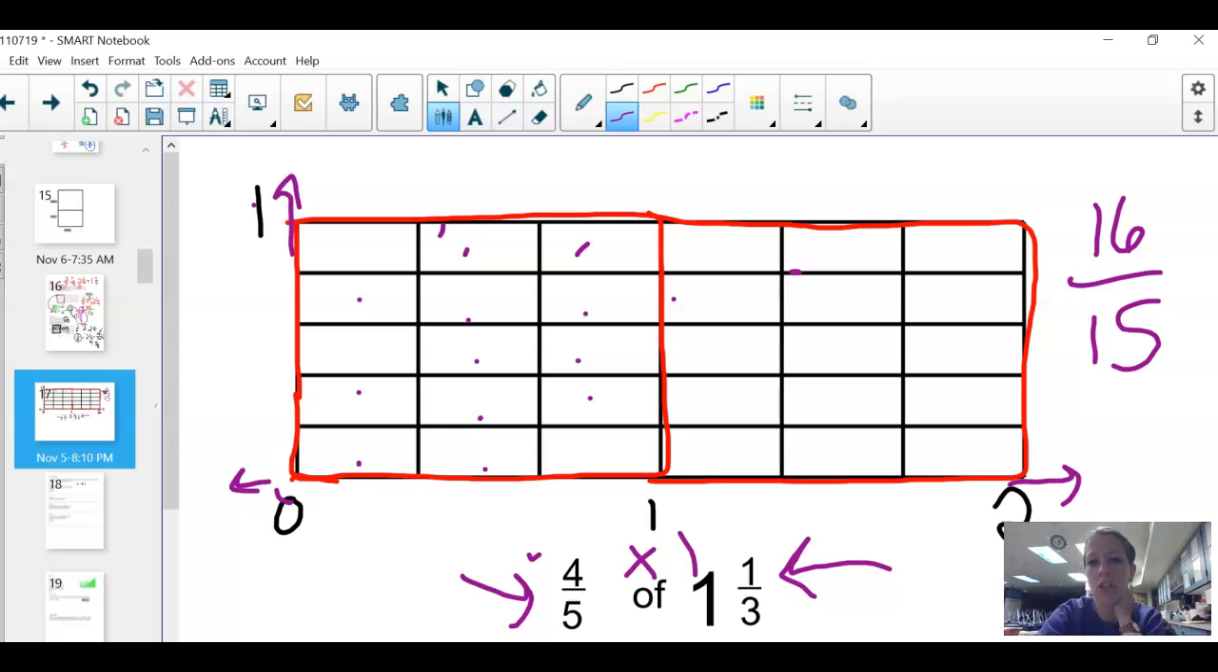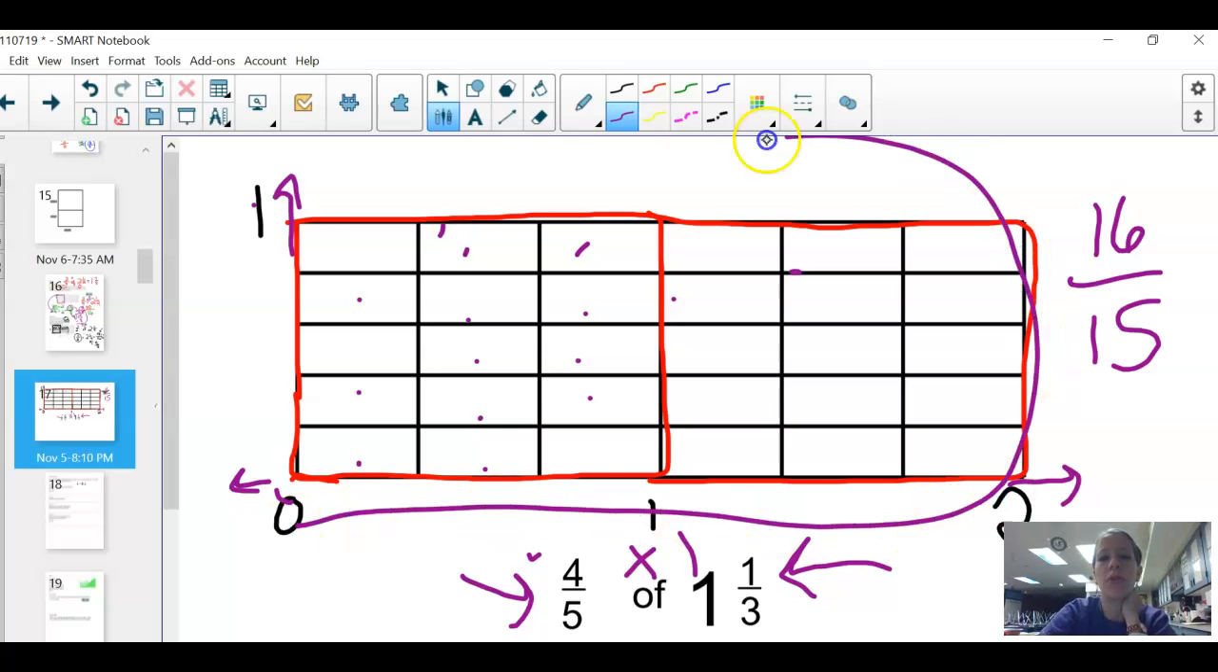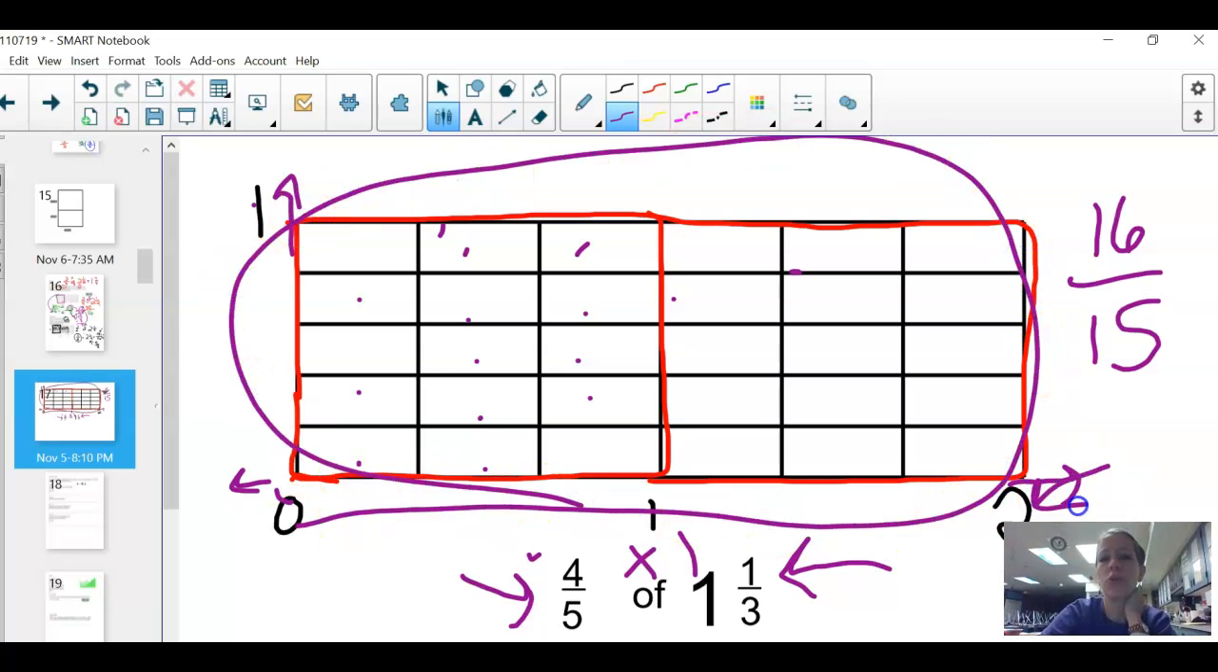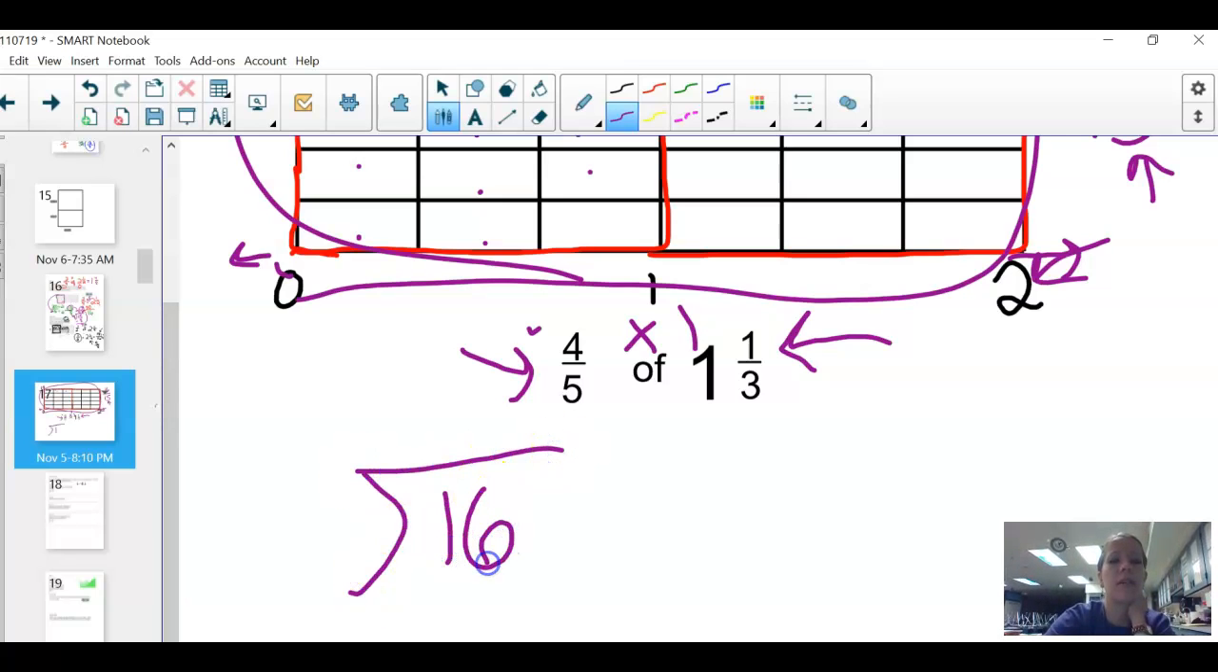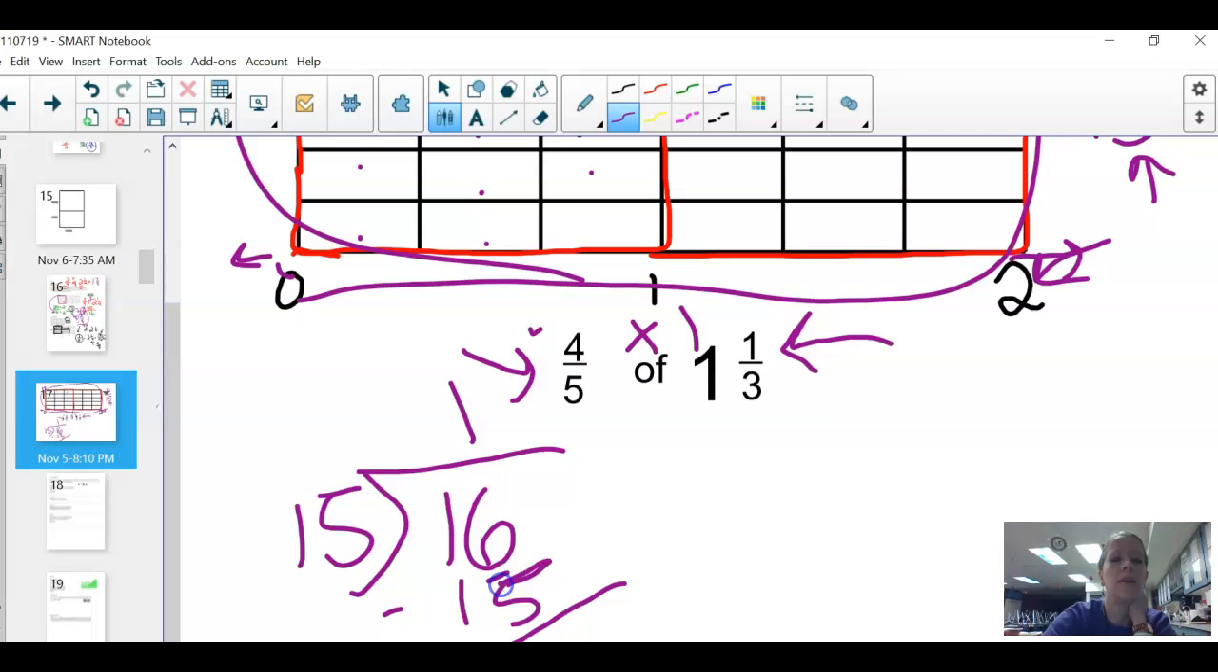Now, remember, the 16 came from what I had colored. The 15 is just how many boxes are in one whole, not this whole thing. This whole thing is 2 wholes, okay? And I only want 1 to find my denominator. Okay, now I have to divide, so I have 16 and 15. Goes once.